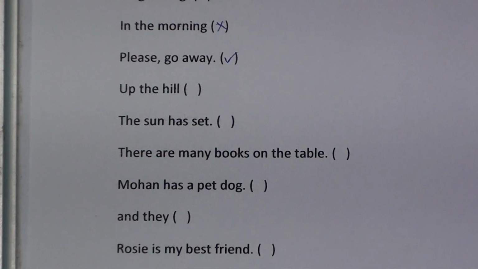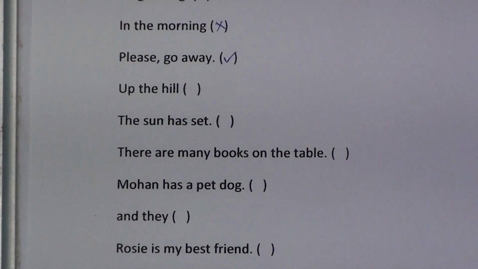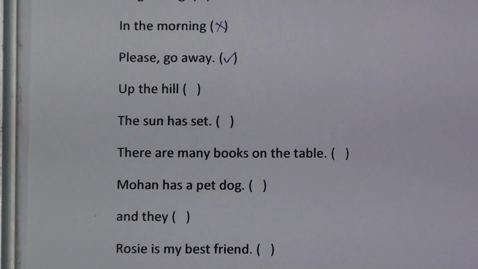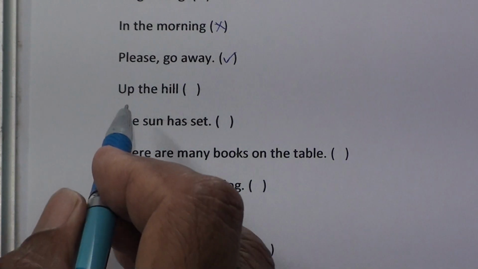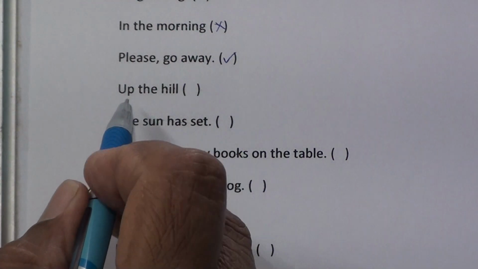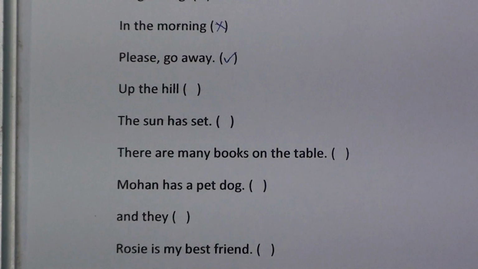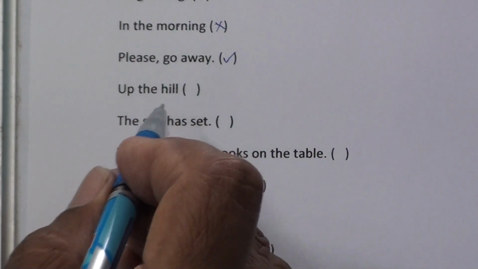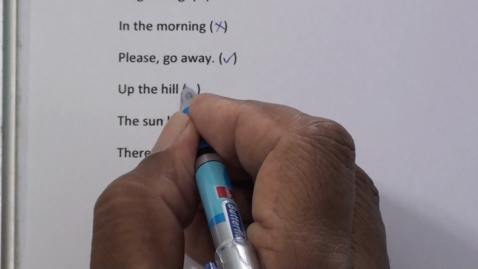Now, another group of words. Up the hill. Does it make a sense? No, it doesn't make a sense. So it's not a sentence. Because it's not a sentence, we will put a cross against it.